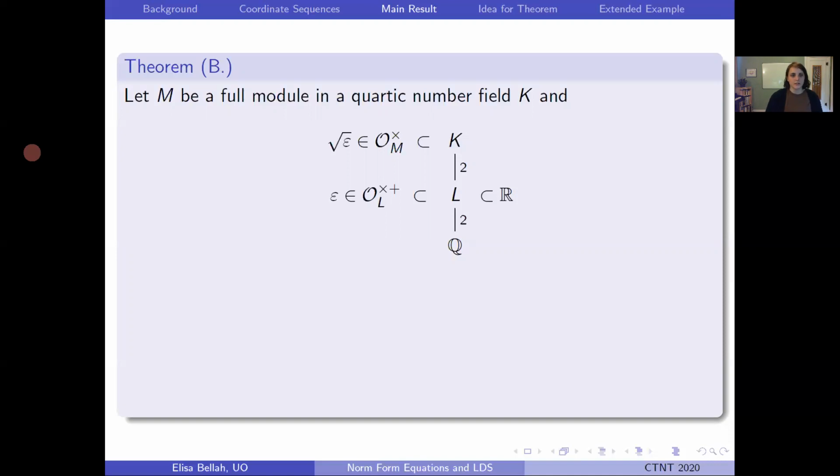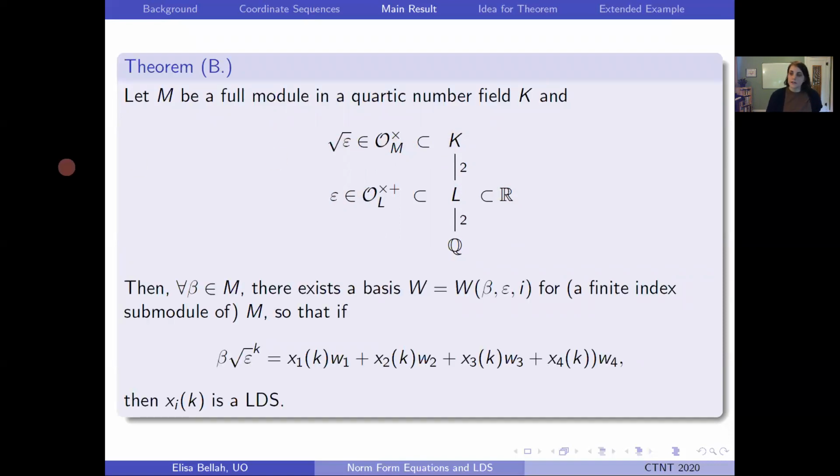So here's my theorem. Let M be a full module now in a quartic number field K with the following setting. My quartic number field should have a real quadratic subfield containing a unit of positive norm, so that when you take the square root of that unit, you stay in your quartic number field. Then what I can show is that there always exists a basis for either your module or perhaps a finite index submodule, which I'll tell you about in a moment, so that if you write your solution sequence in terms of this basis, whichever coordinate sequence you want, it is a linear divisibility sequence.